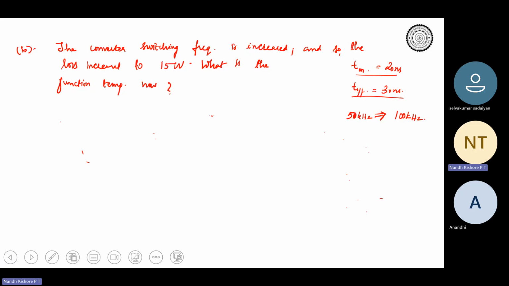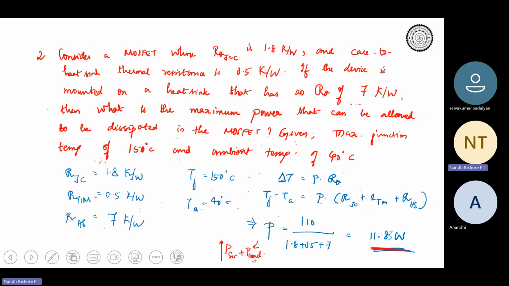In the previous problem, everything else was given: TJ, TA, R theta JC, R theta TIM, R heatsink. Now they have given the power loss and asked what the new value of TJ is. Earlier I was operating at 150 degrees with 11.8 watt loss. Now I have increased the loss from 11.8 to 15 watts. What is the new value of TJ? Are you understanding the question?